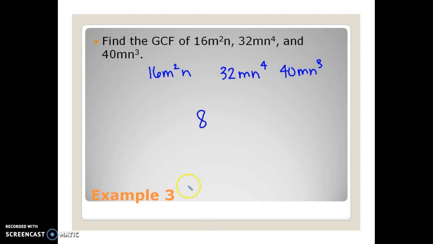And then I'm going to look at the smallest exponents. So I've got an m squared, an m, and an m. So m to the first power is the smallest. I've got n to the first, n to the fourth, n cubed. So n to the first is the smallest. So my GCF is 8mn.